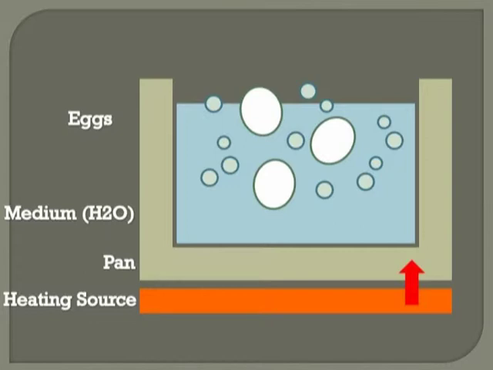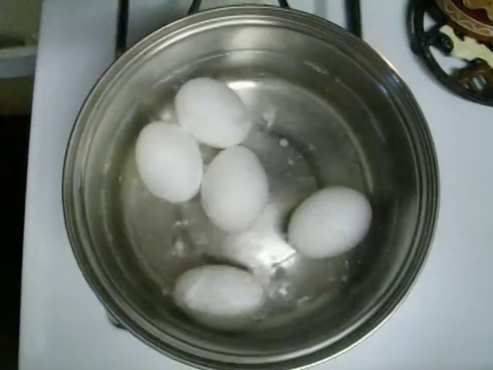Heat transfer. When boiling eggs, the heat is transferred to the pot from the stove through conduction. The pot then transfers heat to water. The heat flows through the water by convection. Finally, the heat is transferred from the water to the eggs through convection as well.